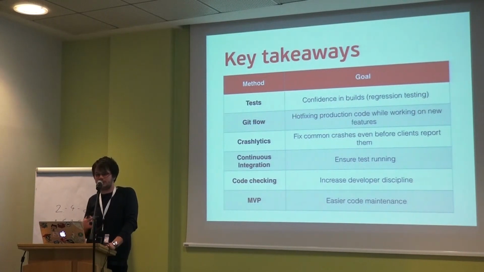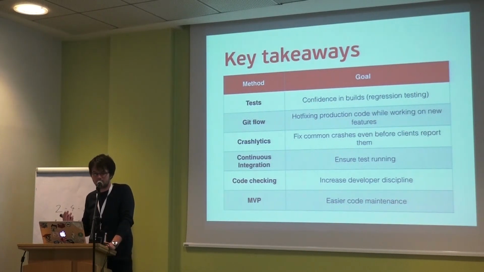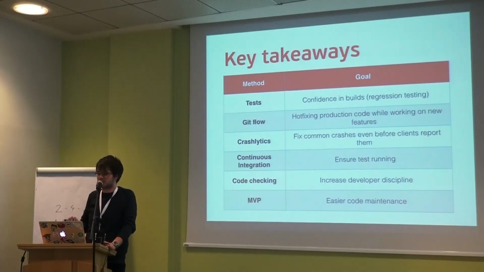With Git flow, we have fixed all those Git conflicts and problems, and hotfixing some production bug is possible while working on new features. With Crash Analytics, we can fix crashes even before our clients report them to us. CI ensures test running, code check, and increases developer discipline. We are now more disciplined than we were 2 years ago. And with MVP, we have easier code maintenance.